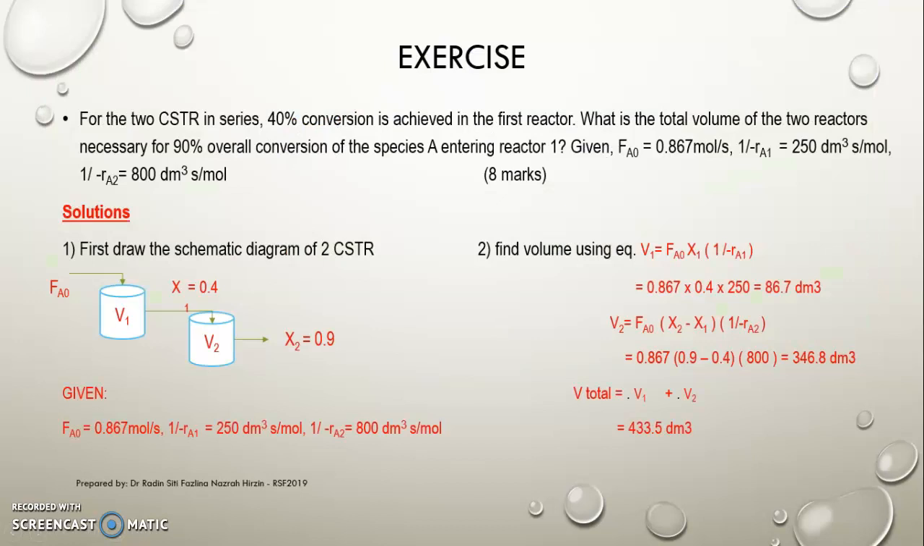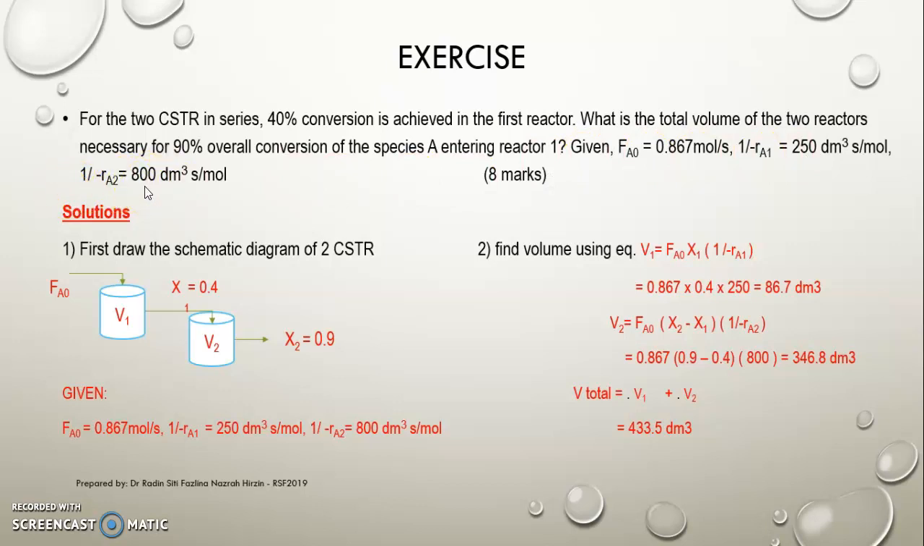Alright, this is an example or the exercise for CSTR. So look at the question. For the two CSTR in series, 40% conversion is achieved in the first reactor. Okay, what is the total volume of two reactors necessary for 90% overall conversion of the species A entering reactor 1? So given Fa0 is 0.867, 1 over negative RA1 is 250, and 1 over negative RA2 is 800.